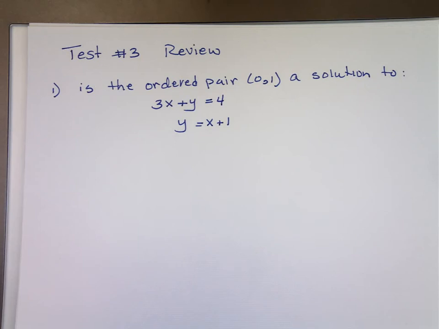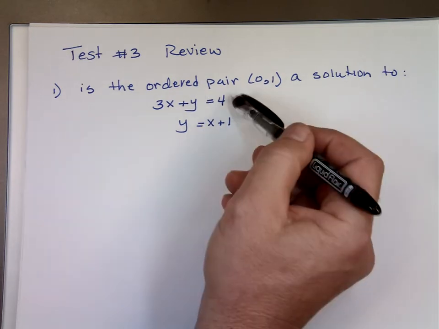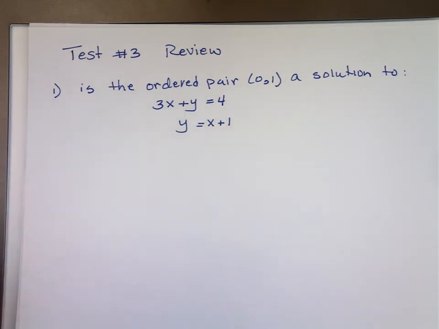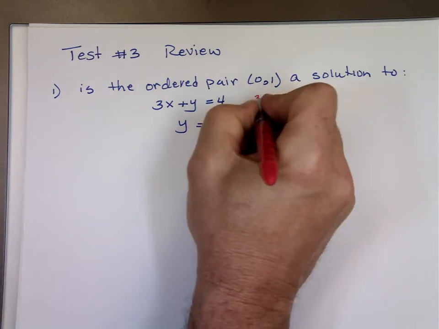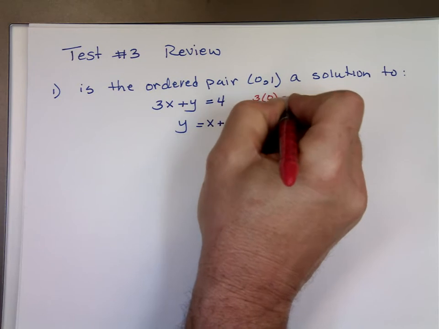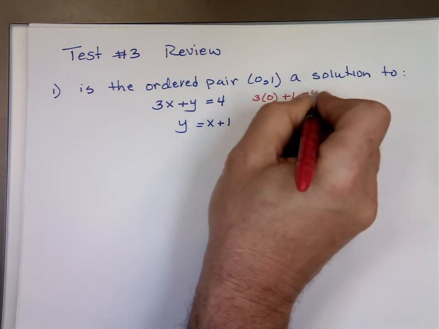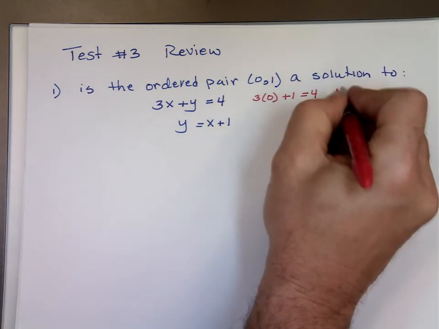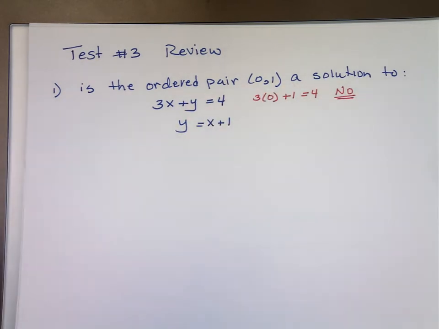Well, the way to find out if this point is a solution or not, we plug it in. If you have a yes here and a yes here, that is a solution. So let's plug it in. X is 0. Is 3 times 0 plus 1 equal to 4? No. Once the first one fails, don't even waste your time on the second one. So the answer is no.